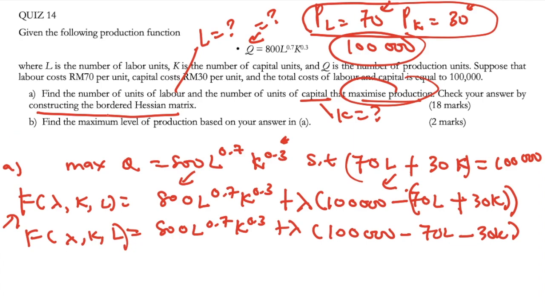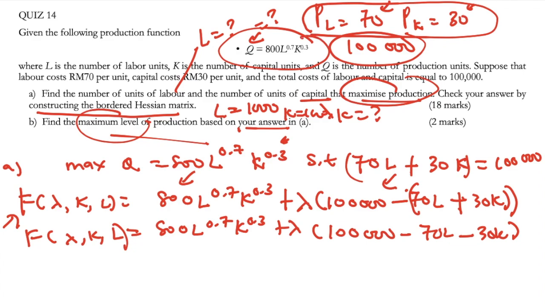Why? The bordered Hessian takes a longer time to do. But if you see question B, find the maximum level of production based on your answer in A. You already found L equivalent to 1000. You already found K equivalent to 1000. You just need to find the maximum level of production. You know that the production function is this one. You know that the process of getting the bordered Hessian matrix takes time. Solve B first, then it is straightforward, you can get 2 marks.